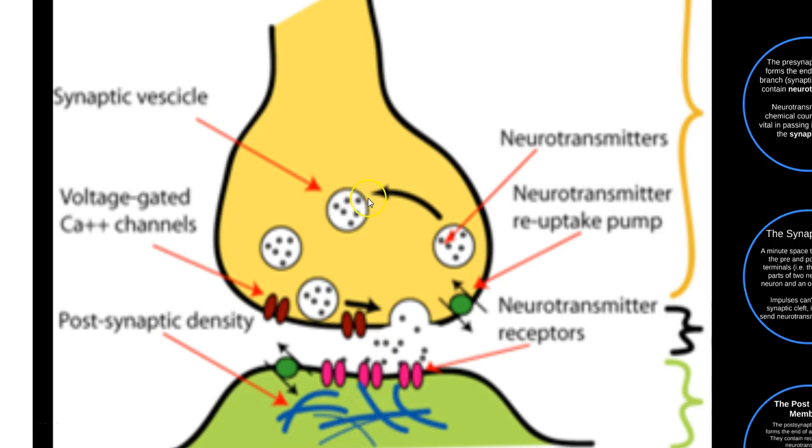Okay, so we have these little guys in here in these little white circles. These are called vesicles, and these are called neurotransmitters, these little black dots in here. And neurotransmitters are effectively chemical couriers in the body that pass messages on. They're stimulated by the arrival of the impulse here.